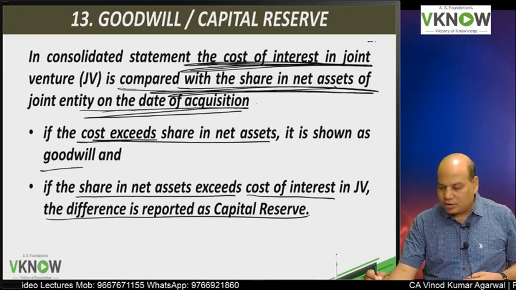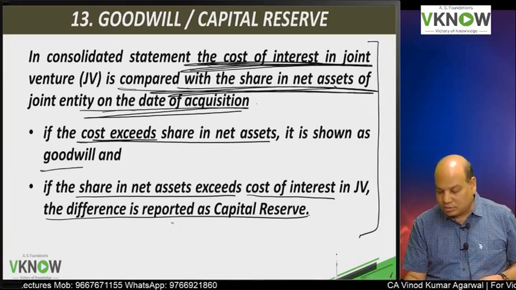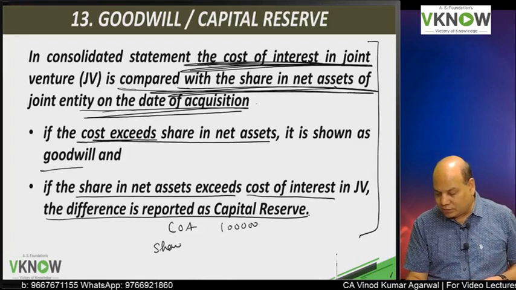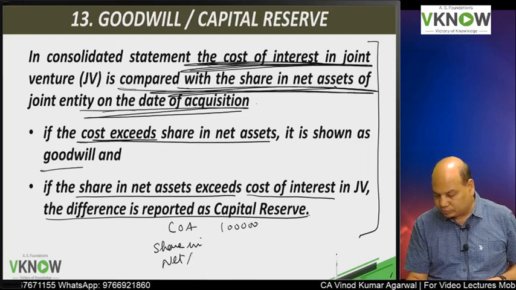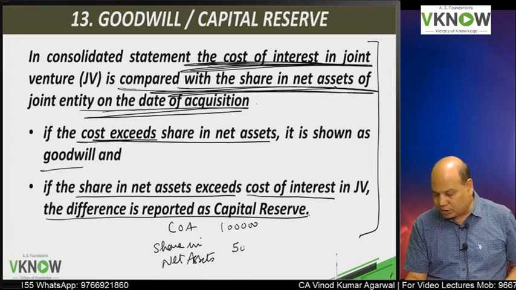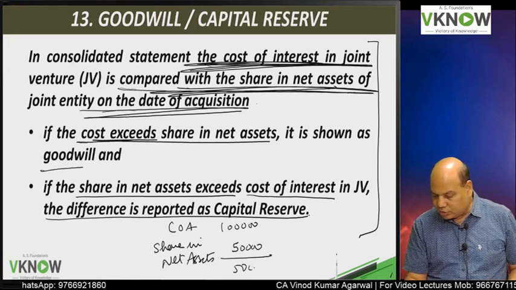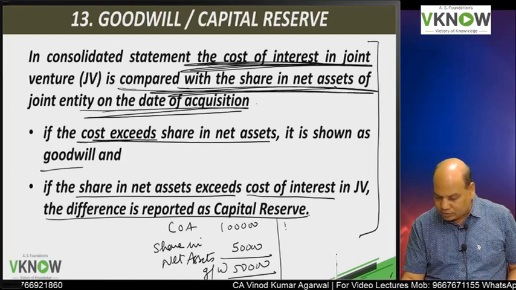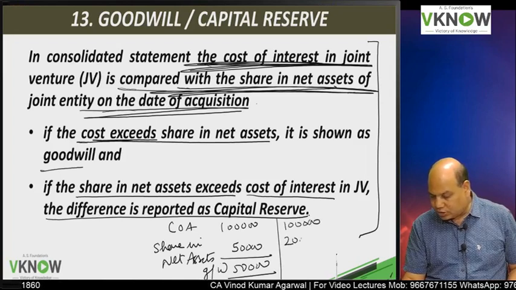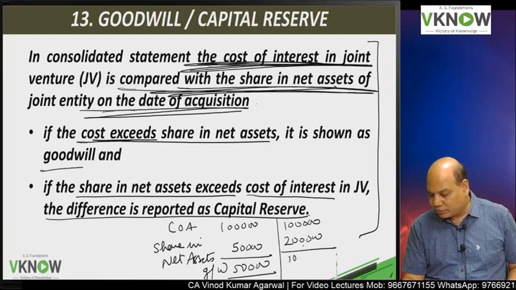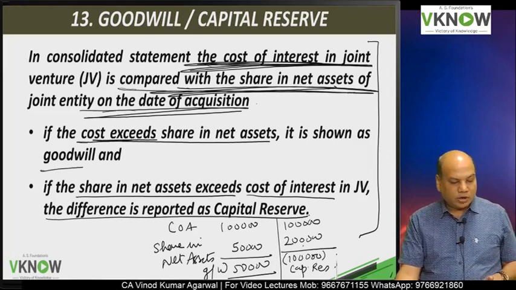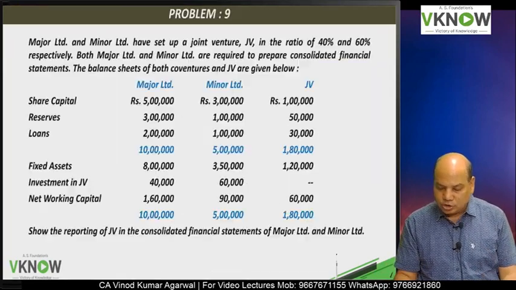Okay, so I am now taking one immediate example here. Cost of acquisition 1 lakh and share in net asset of joint venture is say 50,000. So this will be goodwill 50,000. Reverse, this is 1 lakh, but share in net asset you got 2 lakh. So 1 lakh difference, this we will call capital reserve. So same format will follow, we'll solve in some question, you will get it.